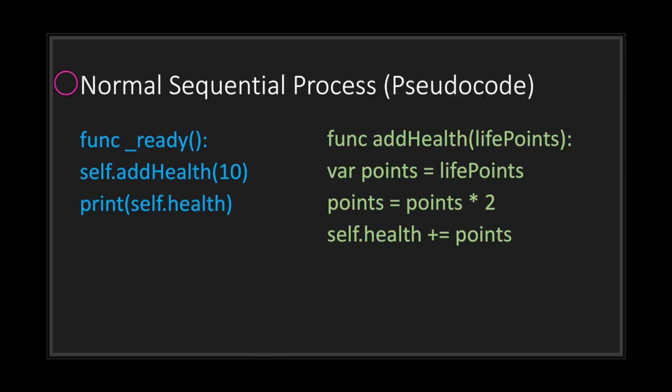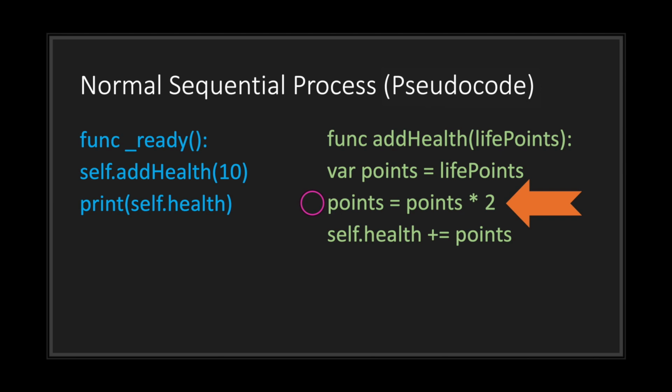Let's go ahead and take a look at what a normal sequential process in your code looks like. Keep in mind that the following is pseudocode. So on our left, we have our function ready, and on our right, we have a function called add health. As you can see here, we start on the first line, and we notice how we're calling our function. What happens next is we go inside our function, and we start the first line. We create a variable, and we assign it a value that's passed down from the parameter.